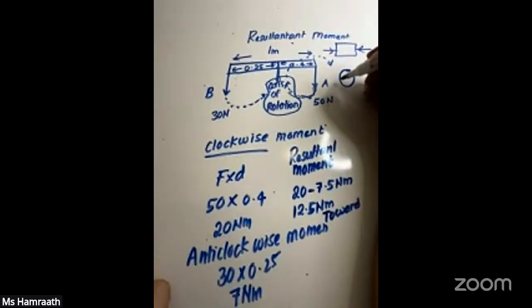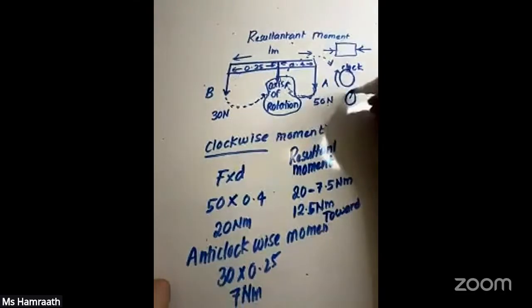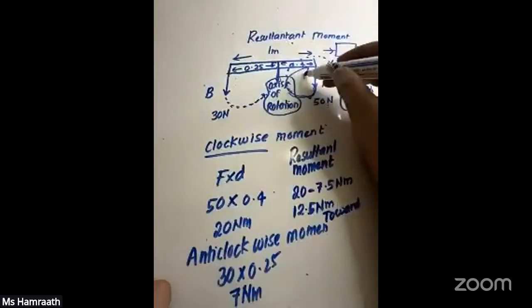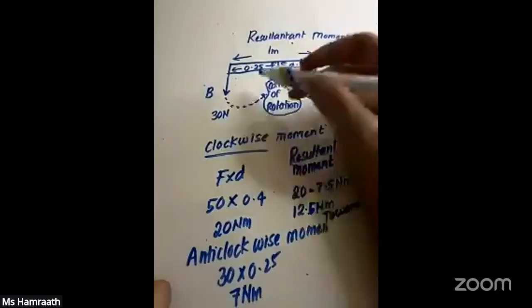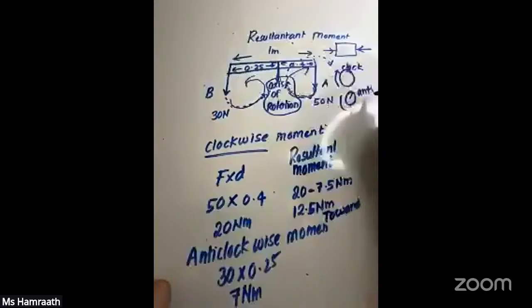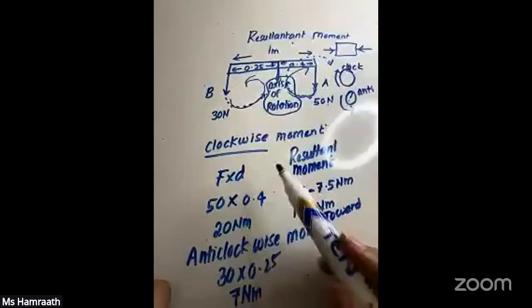So if the object is moving in this particular direction, we call this clockwise. If the object is moving in this particular direction, we call it anti-clockwise. So the first one, A, is moving like this, which means clockwise. And B is moving in this way, which means it is anti-clockwise. So you can find the moment of force for each.